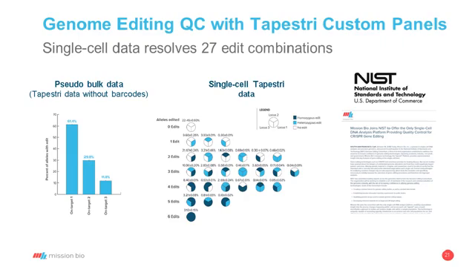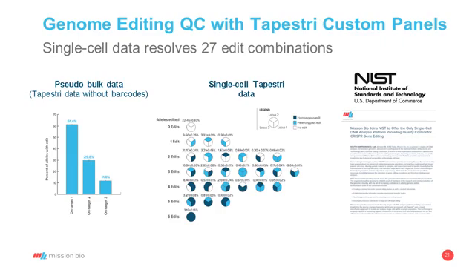So there's a total of 27 different combinations of edit possibilities with just 3 edits that you're trying to make, and we can resolve all 27 of those with single cell resolution. So this gives a lot more insight into whether the edits are being made the way we expect them to be made, and ultimately helps optimize the editing system to give us the right optimization that we need.